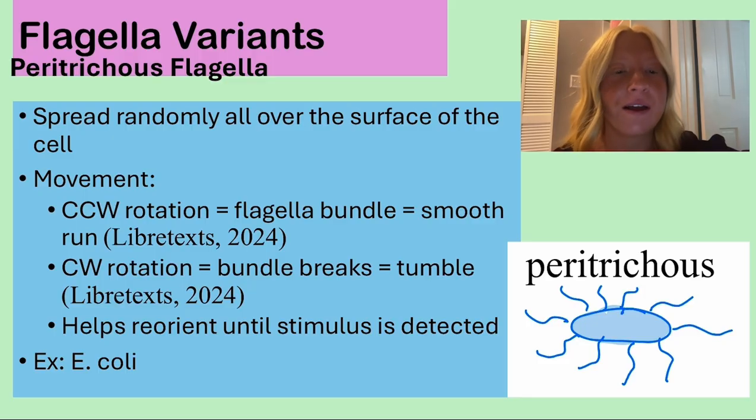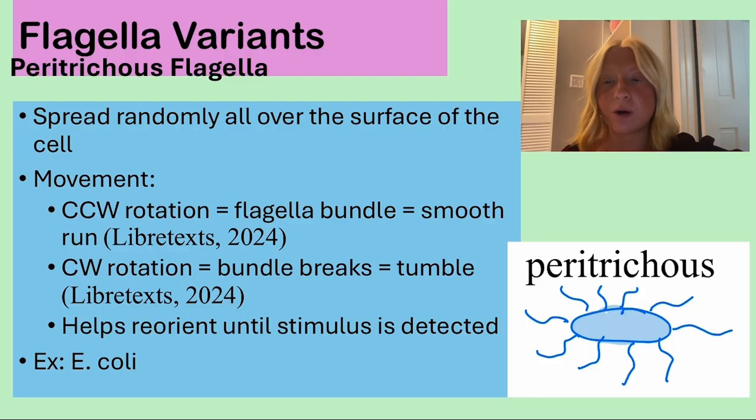Oh wait, I got it wrong. The clockwise rotation is when the bundle falls apart and it makes them tumble. In the counterclockwise rotation, this is when the spin is good. They go in a straight line, run towards their stimulus or away from it. And clockwise is the opposite. They rotate the opposite way. The bundle isn't together. It's broken apart, and it causes them to tumble. The tumble helps reorient the cell until the stimulus is detected again. Tumbling doesn't really move the cell forward, but it can change the direction. And the cell will repeat a run and tumble alternation until the environment becomes better.